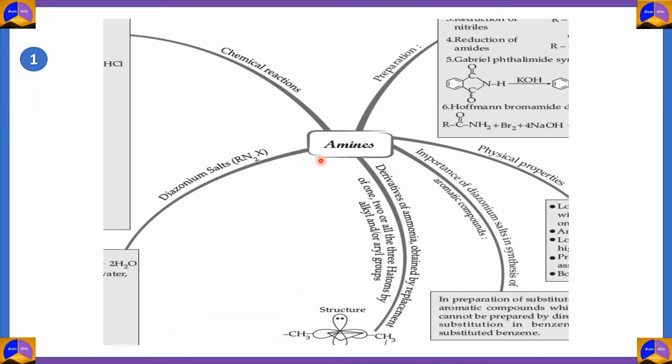So, what are amines? Amines constitute an important class of organic compounds derived by replacing one or more hydrogen atoms of ammonia molecule by alkyl or aryl groups. So these are basically derivatives of ammonia, which are obtained by the replacement of one, two, or all three hydrogen atoms. So in this chapter, we'll be first dealing with the structure and nomenclature of amines. Then we'll look at the preparation of amines, the physical properties of amines, the chemical reactions involving amines, diazonium salts, and the importance of diazonium salts in the synthesis of aromatic compounds.